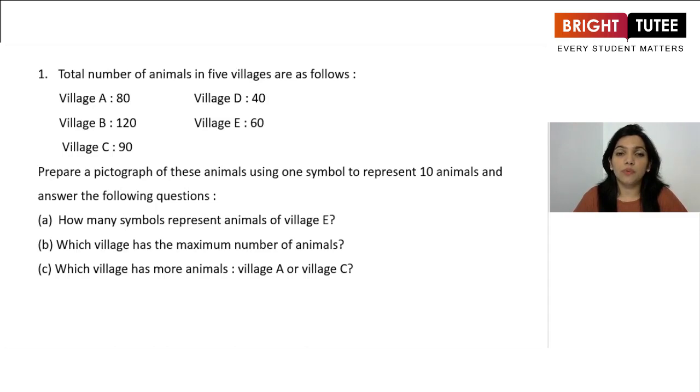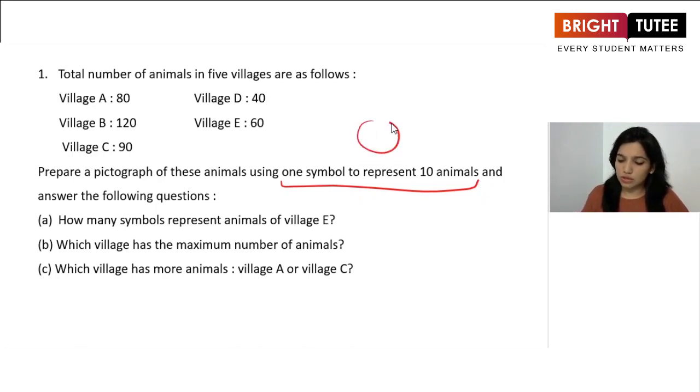Okay. Now, prepare a pictograph of these animals using one symbol to represent 10 animals. They have given this information to you that you are going to use one symbol in order to represent 10 animals. And then we need to answer the following questions that follow. So, what symbol do you think we can draw for an animal? Let us choose any simple symbol. Let us use this kind of a cross. Okay, so let us use this, and this is going to represent 10 animals. Now we'll answer these questions once we complete drawing the pictograph.